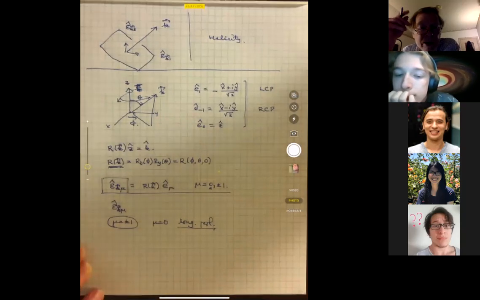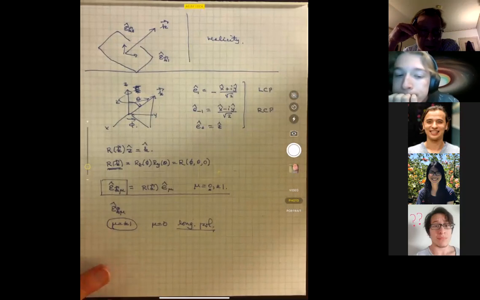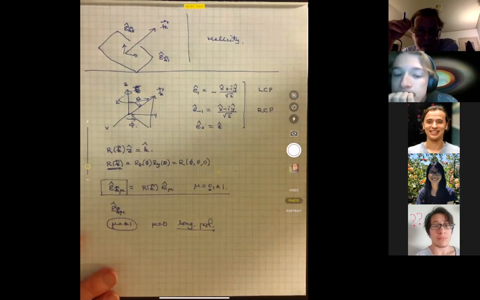Now, light waves don't have longitudinal polarization. They only have the two transverse ones, but it's convenient to use that language for talking about the third direction, k hat. Interestingly enough, it turns out that if the photon had a non-zero mass, then it would possess all three polarization states, including the longitudinal one.